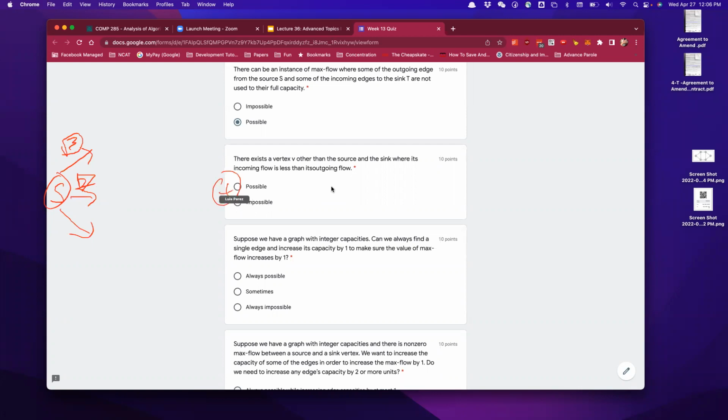And then for T, the amount coming in can be non-zero, but obviously there's nothing going out. They're called our source and our sink. So what this is saying is there exists some other vertex, let's call it B, where the amount going in is not equal to the amount going out. Is that possible? Serena says impossible. I say, you think possible.